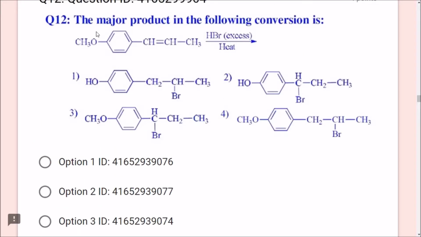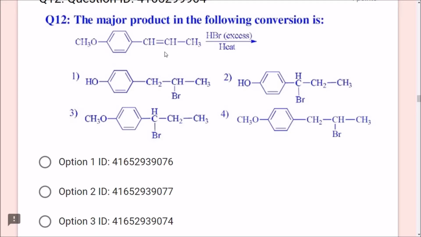Next, question number 12. The major product in the following conversion is, yes friends, what are they taking? Methoxy, and this is a styrene, nothing but one double bond, and here it is a methyl group. What are they doing? They are taking HBr in excess and heating. As we know, this demethylation takes place in presence of strong acid like HBr. In the presence of excess HBr, this demethylation is going to take place first. Next, what is it going to form? It forms a bromination of this double bond.